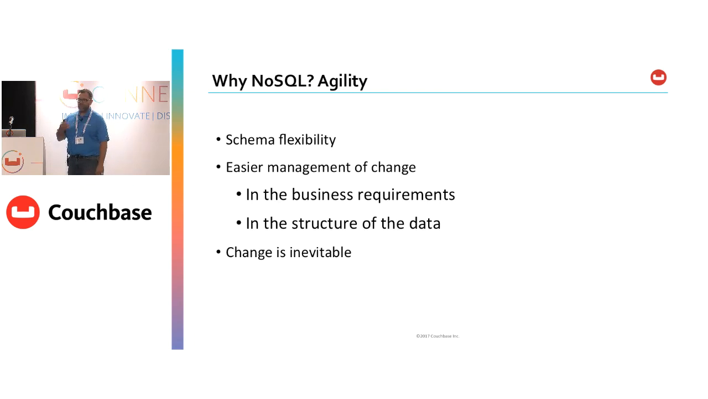And some of those issues are why the NoSQL space evolved in the beginning, right? We wanted more schema flexibility. We wanted an easier way to manage change, both in the business requirements that may be changing, as well as in the structure of the data, right? Because we know that change is inevitable, right? The business changes, the information about our customers changes, the information about our products changes, so change is inevitable. So we wanted a more effective way to manage that change than what we had before.